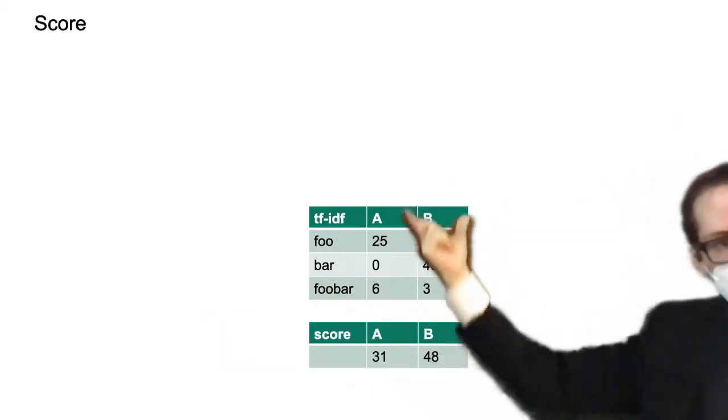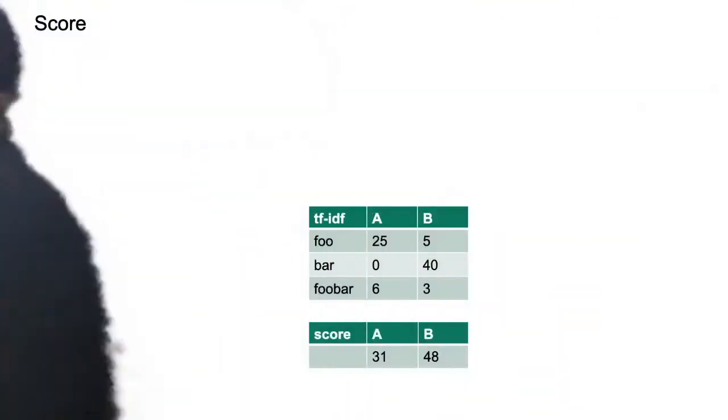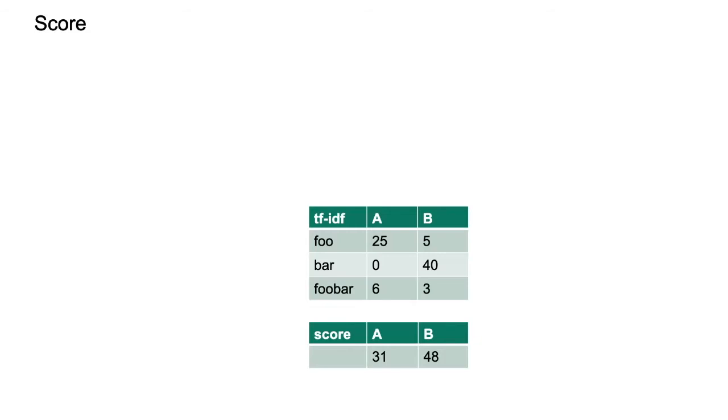And now we compute the sum, but no longer the sum just of the term frequencies, the sum of the TF-IDFs. So the sum of the products of the term frequencies and inverse document frequencies. So the sum of the TF-IDF gives me a score. And now you see, we got what we wanted because document B wins.